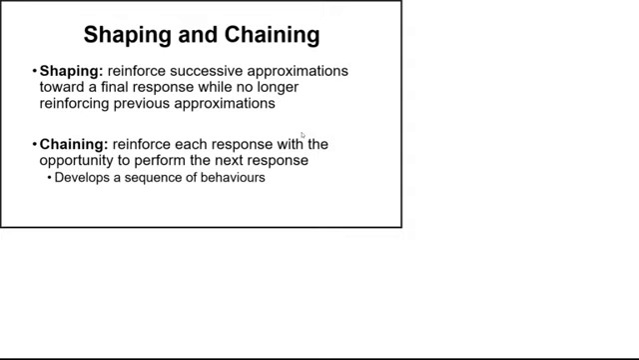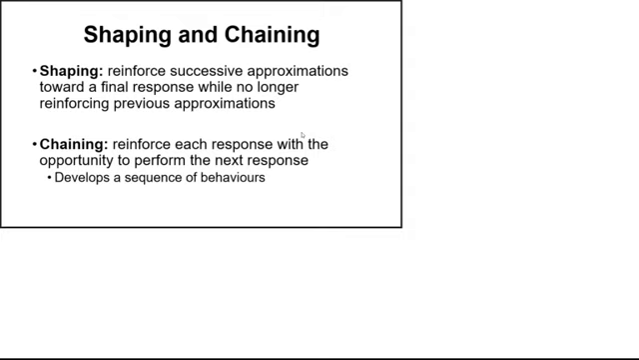And this is when you reinforce successive approximations towards a final response. So if you want a rat to press a lever, you have to start by nudging them in the right direction. So maybe you'll give the rat food anytime they face the lever. Maybe you give them food then when they are closer to the lever, when they approach it, then when they touch it, then when they press it. So those would each be successive approximations. So each of those baby steps towards it would be reinforced.